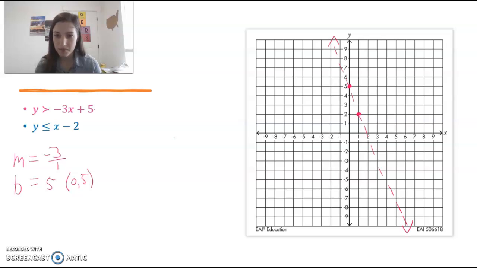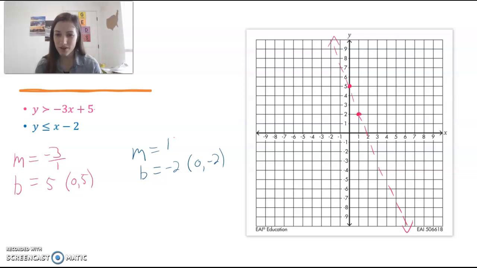for this one. And then for blue, we're going to do the same thing. So I'm going to look at blue, my slope, and my y-intercept. My slope, I notice that there's not a number in front of x, so I know that that's going to be 1. And then my y-intercept will be -2, so my point will look like 0, -2.